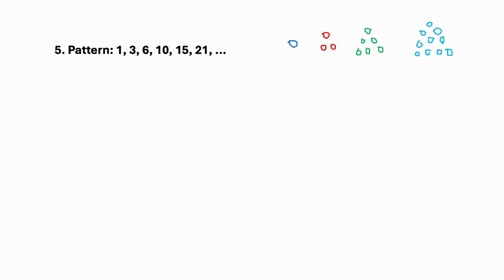So in this case, you start with 1, then add 2, you will get 3. Then from 3, you add 3, you will get 6. From 6, you add 4, you will get 10. From 10, you add 5, you will get 15. Then from 15, you add 6, you will get 21.